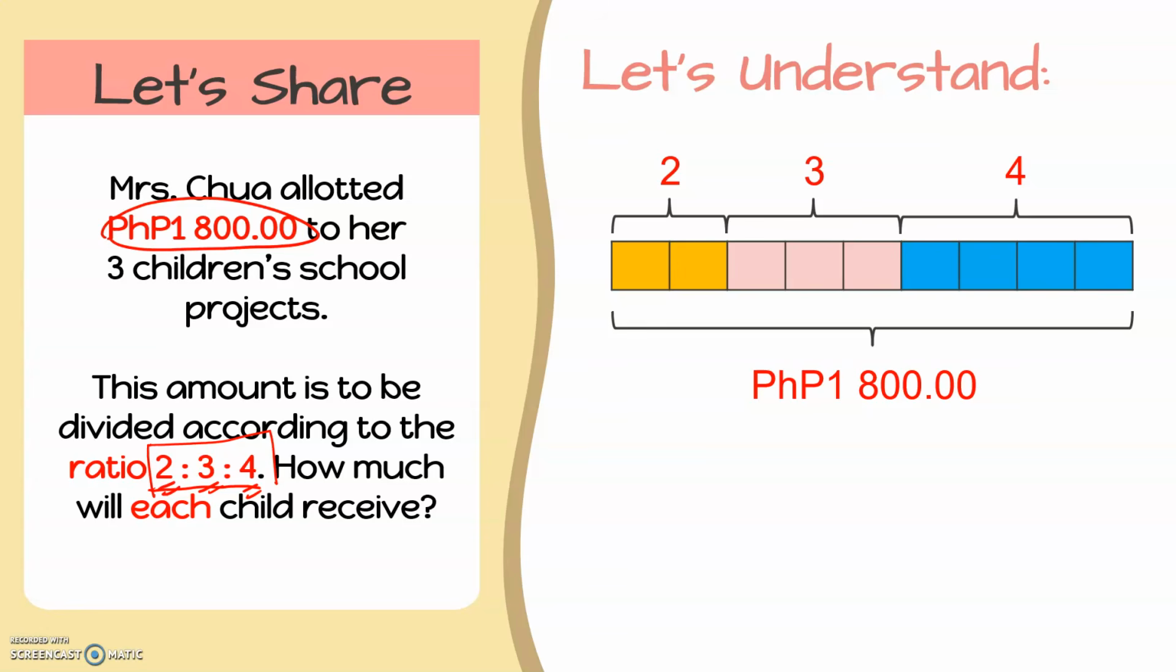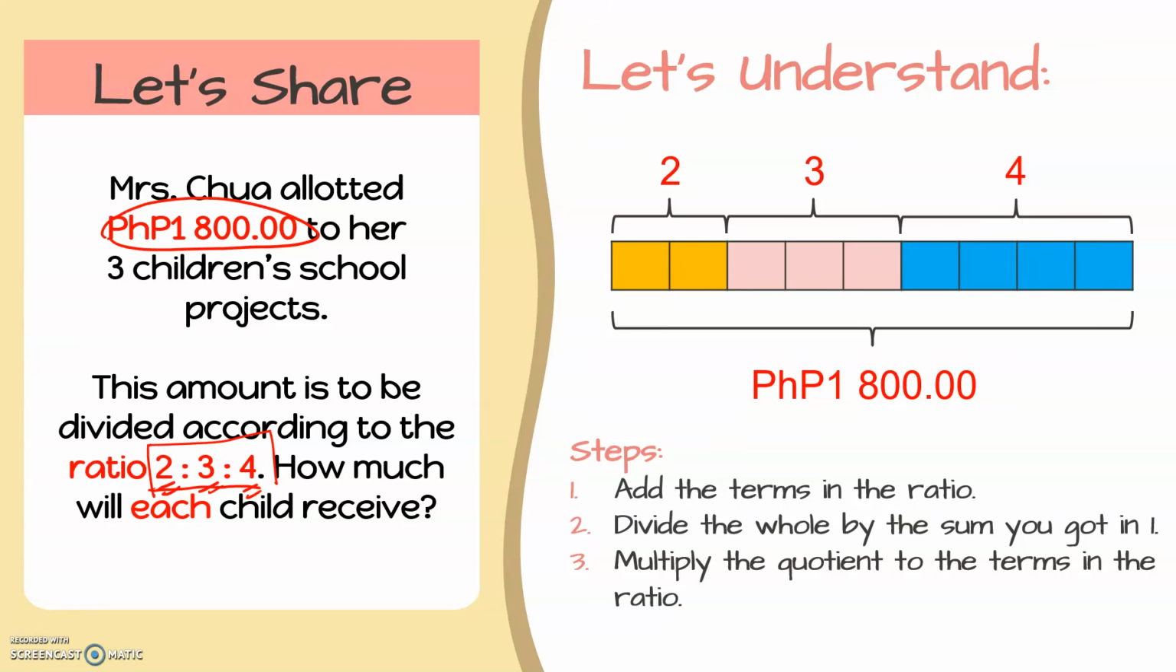These are the steps that we'll follow. First, we add the terms in the ratio. Then we divide the whole by the sum we got in step 1. And for the last step, we multiply the quotient to the terms in the ratio.